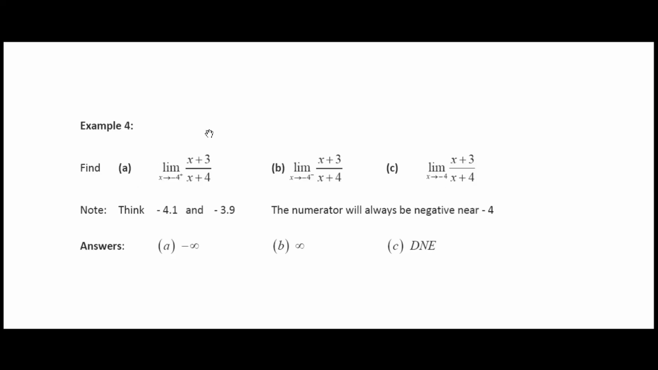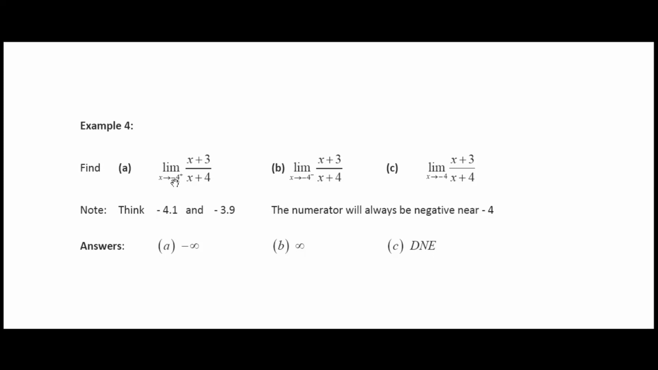Let's look at number 4. Now, this time we're approaching a negative number. That was by design here. Again, what we're approaching is negative 4. Now, remember, when you put negative 4 into the numerator, it's going to be negative 4 plus 3, which is negative 1. It's going to be negative. The numerator is going to be negative. So all we've got to do is worry about the sign of the denominator.